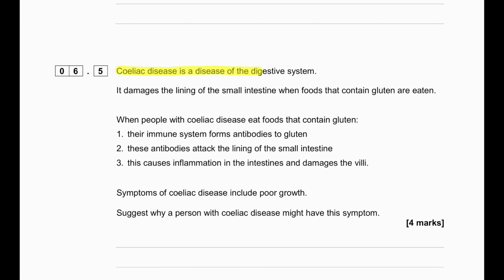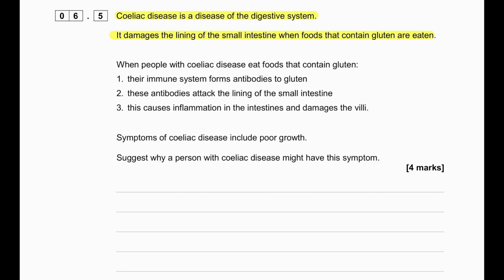Celiac disease is a disease of the digestive system. It damages the lining of the small intestine when food that contains gluten is eaten. When people with celiac disease eat food that contains gluten, their immune system forms antibodies to gluten. These antibodies then attack the lining of the small intestine. This causes inflammation in the intestine and damages the villi.